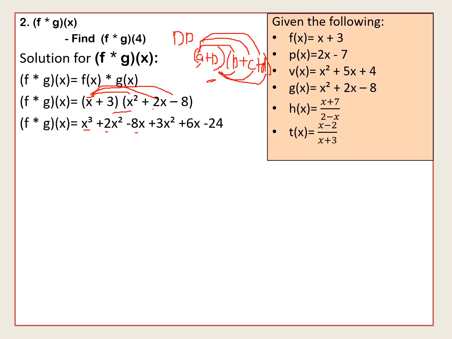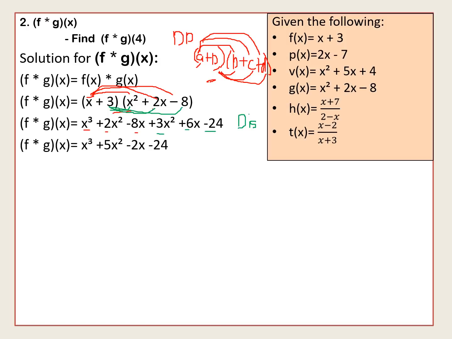Okay naman. O, let's have naman the second term dito sa unang group. So, 3 times x squared is 3x squared. Then, 3 times 2x is positive 6x. Tama? Then, positive 3 multiplied by negative 8 is negative 24. So, after nating ma-perform ang distribution dito sa area na to, let us simplify.